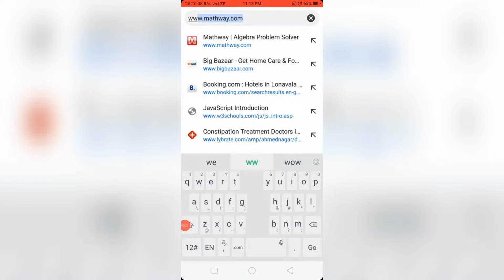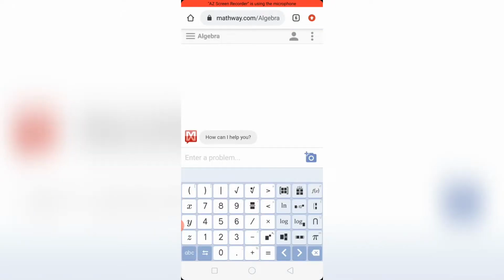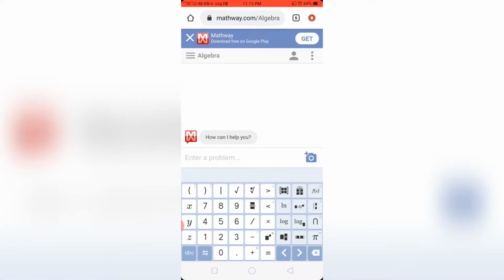Search for www.mathway.com. So this is the website. You can use it on mobile, and you can even download the application of this website. Now let's begin.